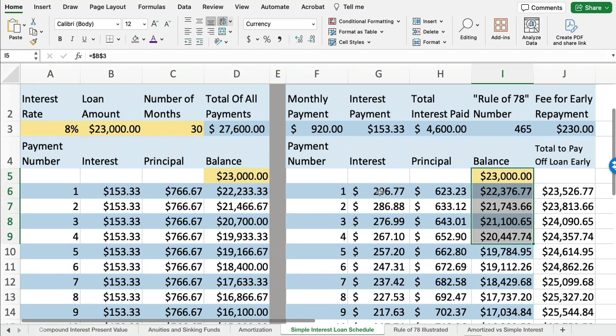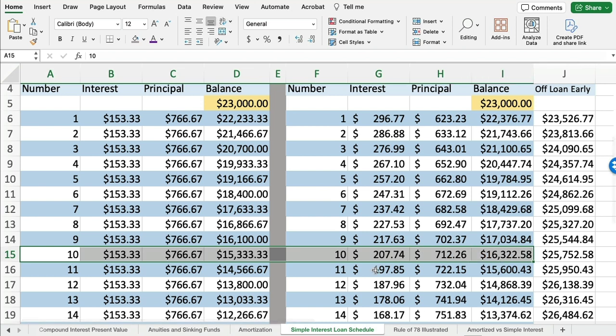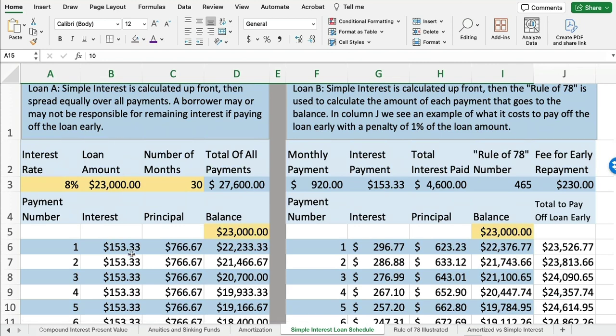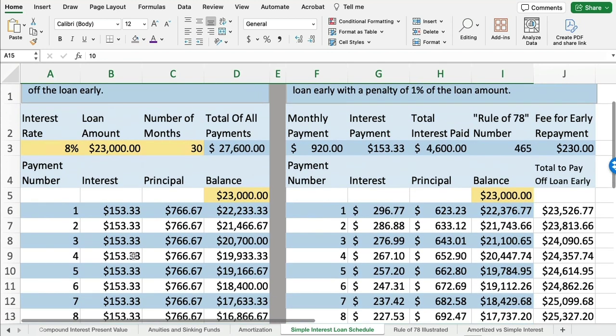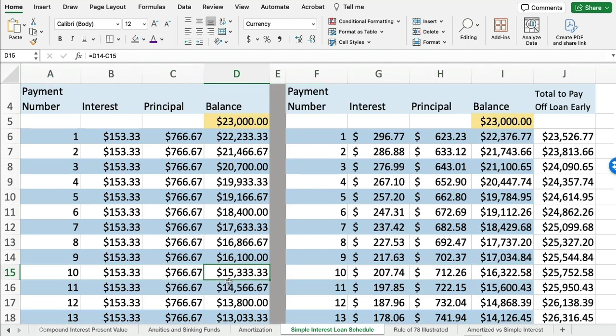So basically, before I show you all those formulas, since all these numbers are accurate, I want to come down here to payment number 10 to just illustrate something. At the 10th payment, we haven't even finished a year, and we're at month number 10 out of 30. So we're about a third of the way into our loan. If we were under a standard uniform payment situation where the interest payments were the same every month, our balance due would be $15,333.33. So that's at payment number 10 over here.